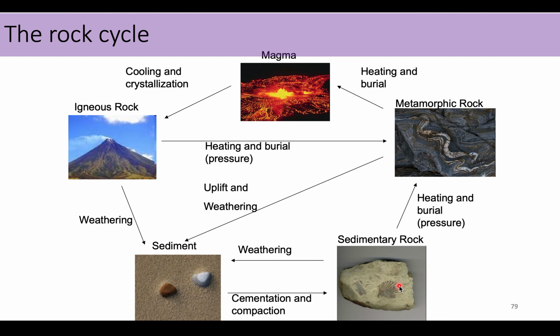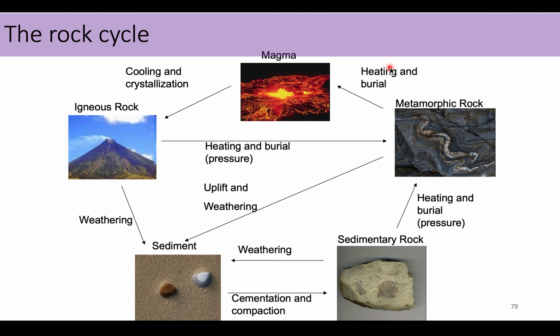Sedimentary rock can also create igneous rock by undergoing weathering to create sediment that can then be melted. So if either sediment or sedimentary rock is melted down into magma, that magma is then going to cool and crystallize again into igneous rock. The same way that metamorphic rock can become igneous rock by heating, melting, and then solidifying into igneous rock.